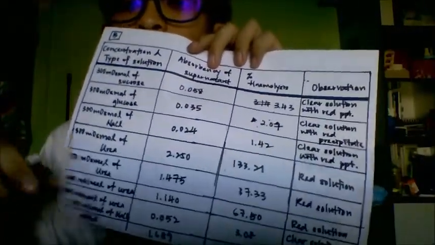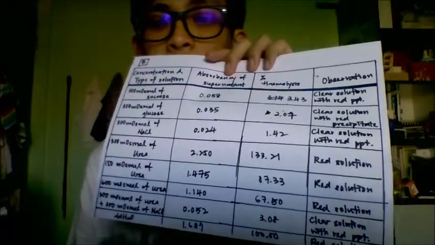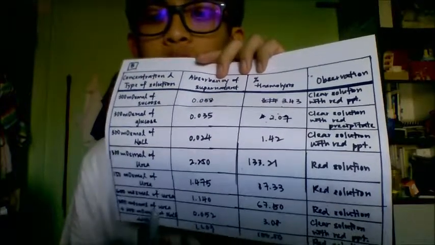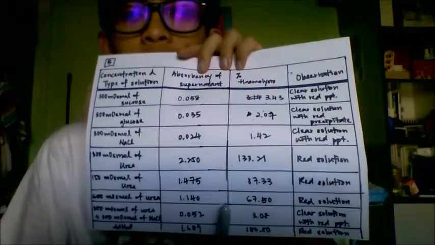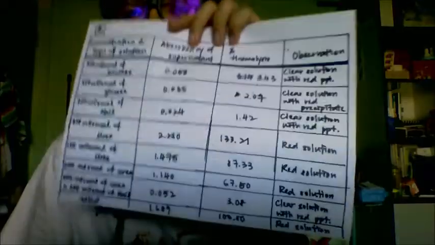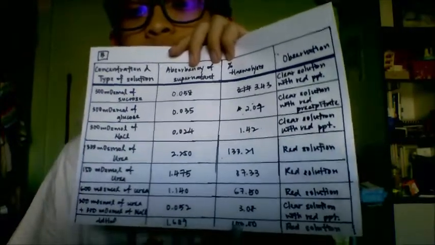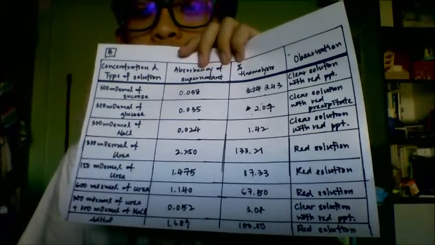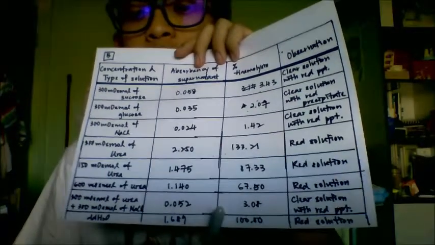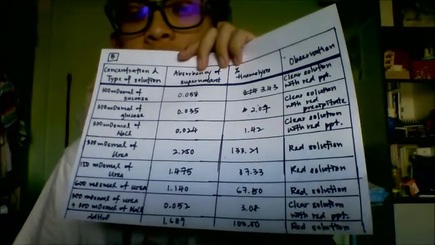Another solution is that we mix the 300 osmolarity of the urea with the 300 mOsmol of sodium chloride. The result that we get, the percentage is 3.08, and the observation is a clear solution with red precipitate. The control we use is the same as the A2, which is 1.689, and the observation we get is a red solution.